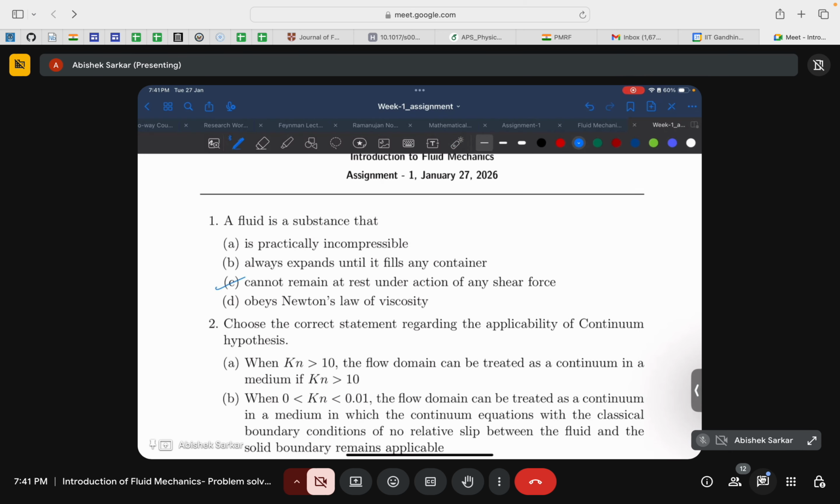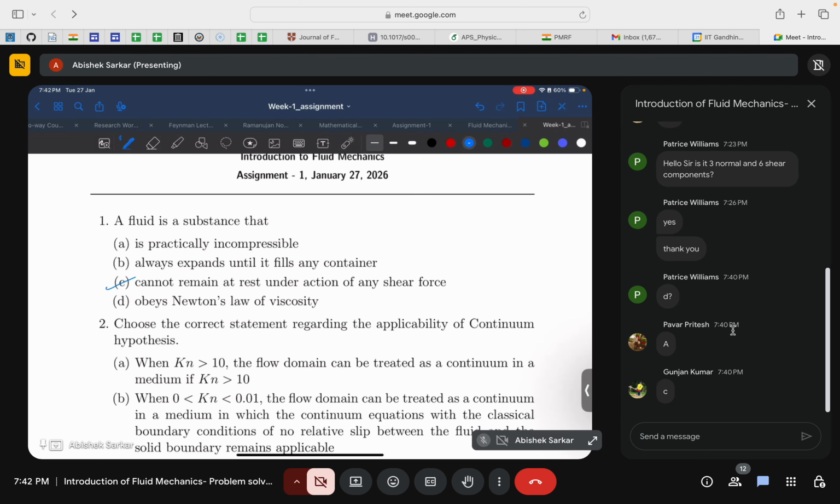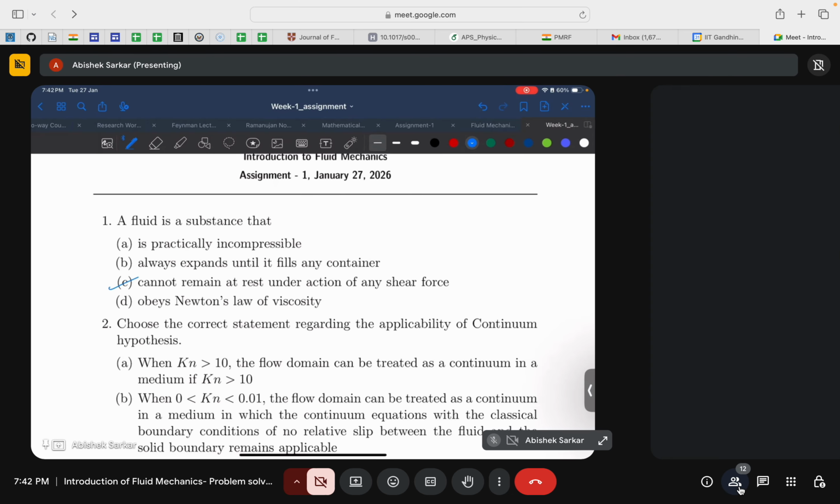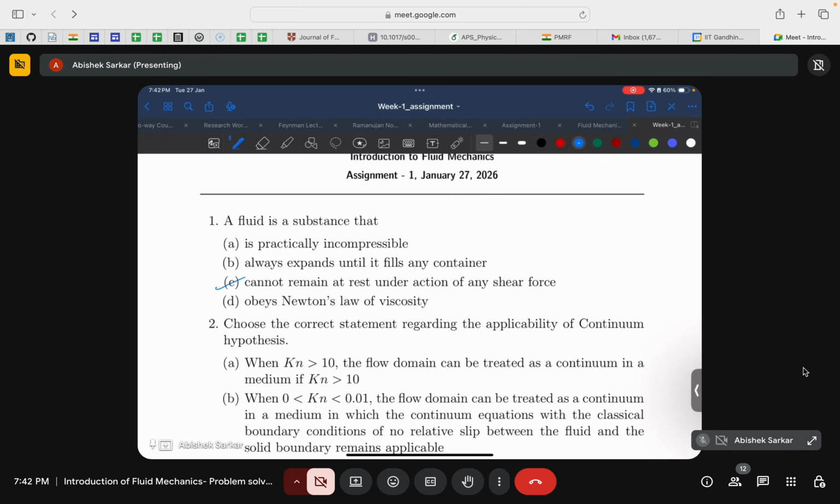It cannot remain at rest, which basically implies that it undergoes continuous deformation under the application of any shear force. Is there any doubt? Okay, I think it's fine. So that's why option C is the most correct option for this particular scenario, but the other options are not wrong as well. They are correct.